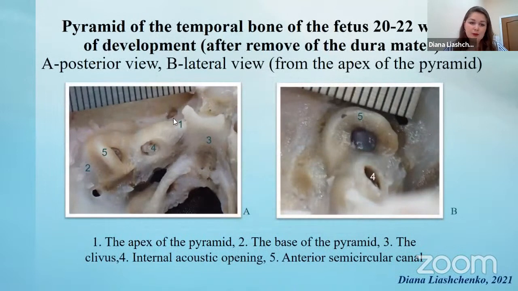And I want to draw your attention to this internal ear, which we can see from the middle posterior cranial fossa. And very good view has the anterior semicircular canal, which protrudes directly into this cranial fossa cavity. We can see in this scheme the internal acoustic meatus, apex of pyramid, clivus, for example, and the internal acoustic meatus in the right fossa too.